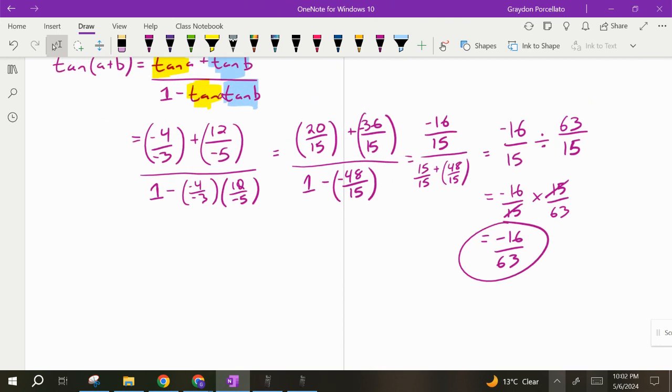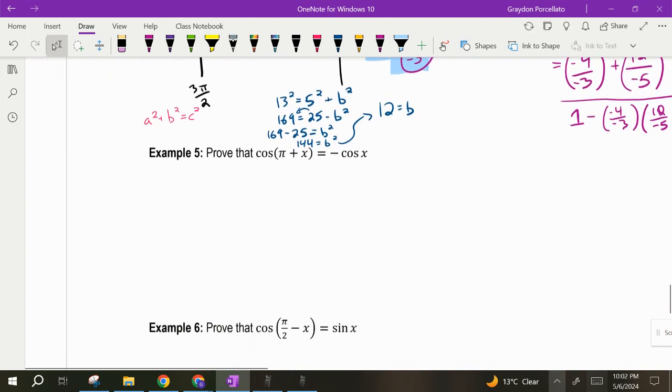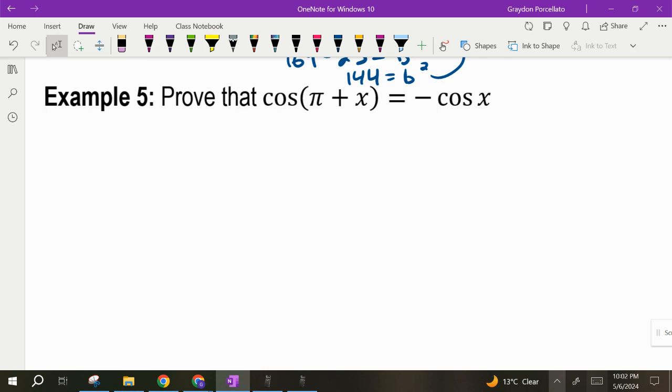I don't think I'm going to stay within my 10-minute time frame here, but let's take a look at the next one. So this one says, prove that the cos of pi plus x is equal to the negative cos of x. So we want to prove this one.